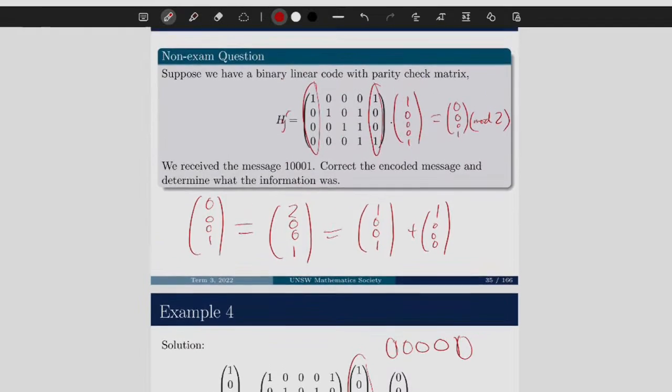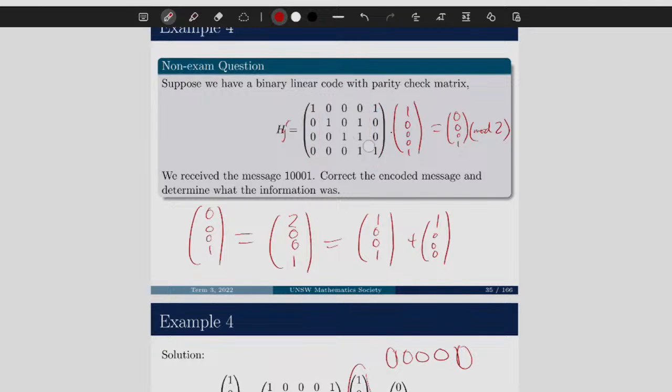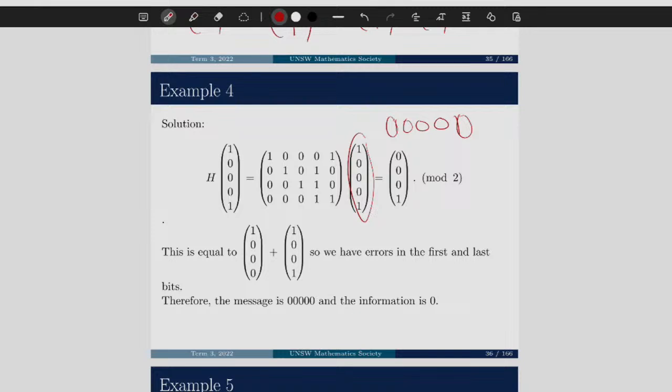And if I was to find the information, well, then we can very clearly see that 4 of these are linearly independent columns. And then one of these is not. So one of these is dependent on the other. So the information is just going to be one of these bits, which is 0. Right? Super slay. Hope we're going well.